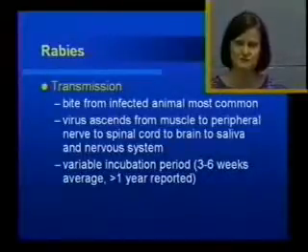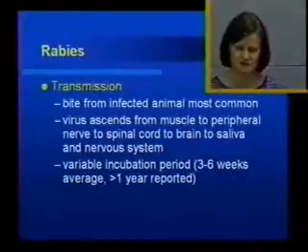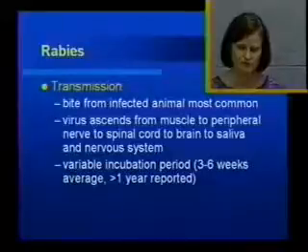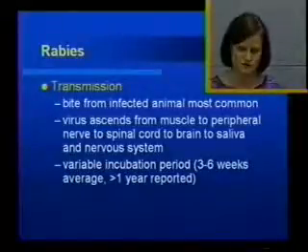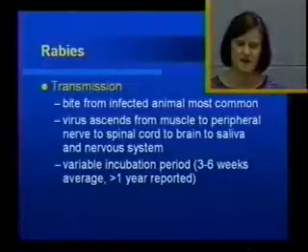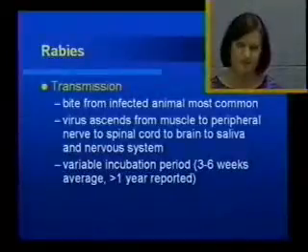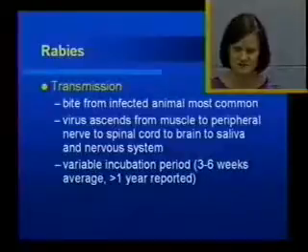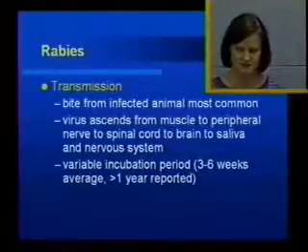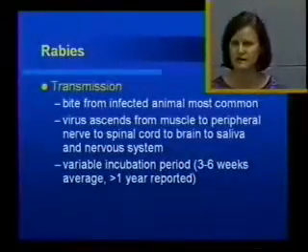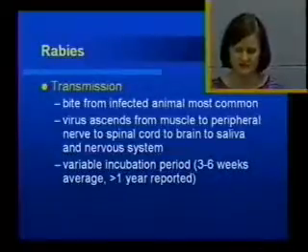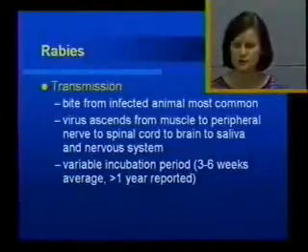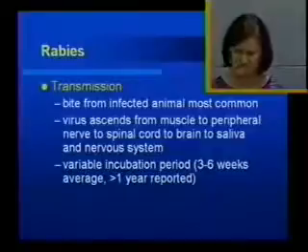The virus ascends within the muscle of the injection site to the peripheral nerves and then towards the head and the spinal cord until it gets to the brain and the salivary glands. There is a widely variable incubation period with this virus, lasting from 3 to 6 weeks on average, but it has been reported that cats can carry this virus asymptomatically for more than a year before they finally get the neurologic signs.